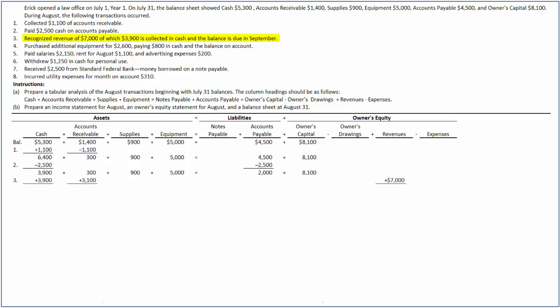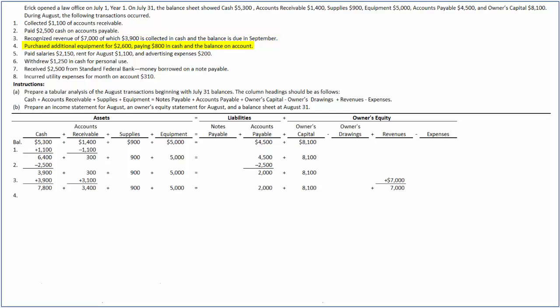After recording this transaction, cash and accounts receivable have increased to $7,800 and $3,400 respectively. It has also increased revenues to $7,000. There is no change in the balances of other accounts.